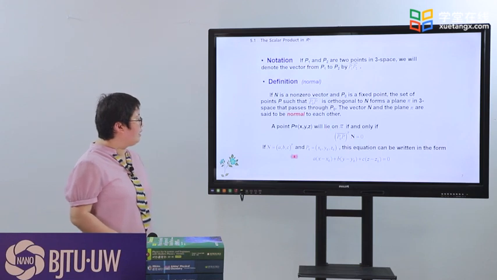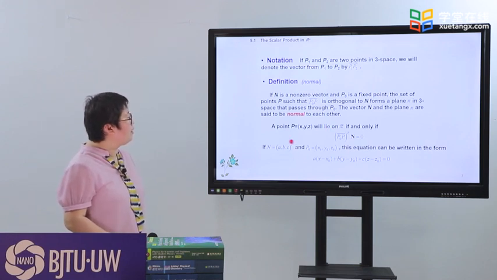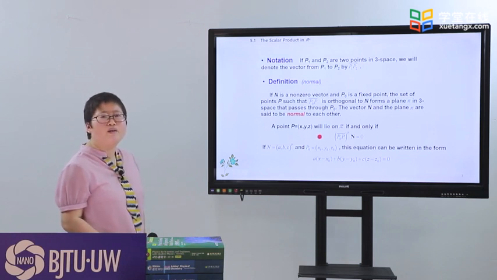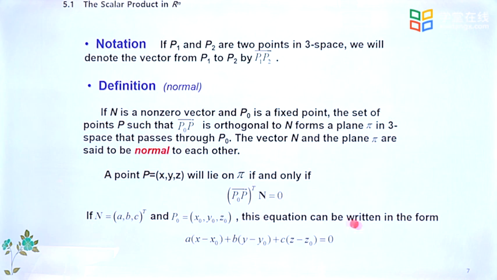So here n is the normal of this plane, right? And because this plane passes through this point P0, you have the equation for the plane in this form. So the normal vector n is orthogonal to any vector in this plane. So we have this equation, A times (x minus x0) plus B times (y minus y0) plus C times (z minus z0) equals 0.